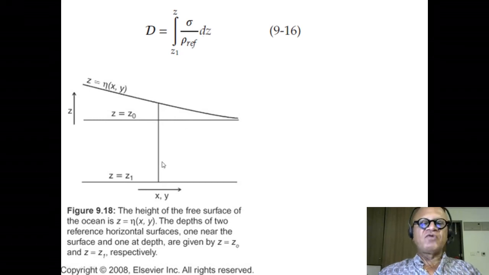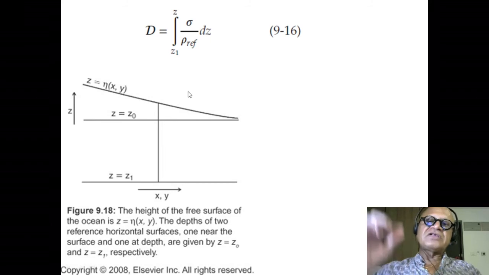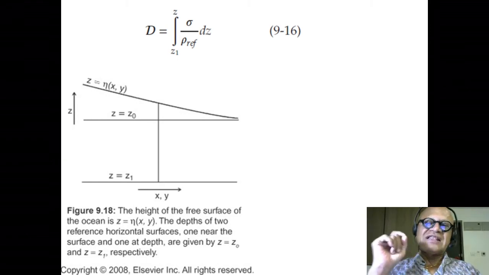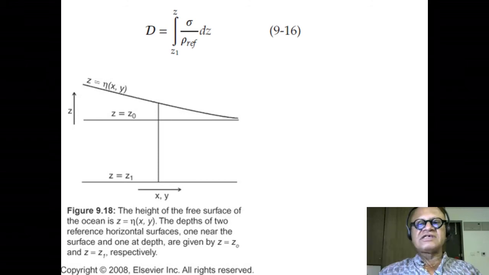Okay, so if you integrate from z1 to z the ratio of sigma over rho ref, where rho ref is constant, so basically the isopycnal variation in the vertical determines the dynamic height, which is slightly different than the sea level, but for most practical purposes they are the same. Why? Because sea level is the entire water column, whereas dynamic height is between two height levels, from some z1 to some z. Why is this important?